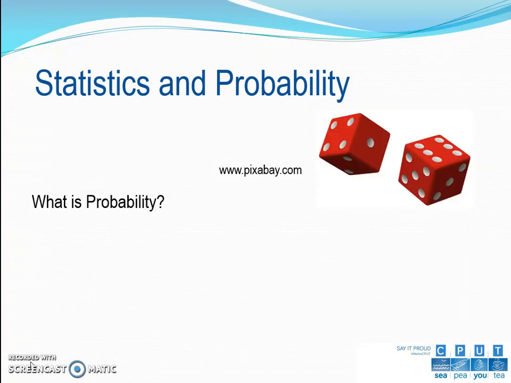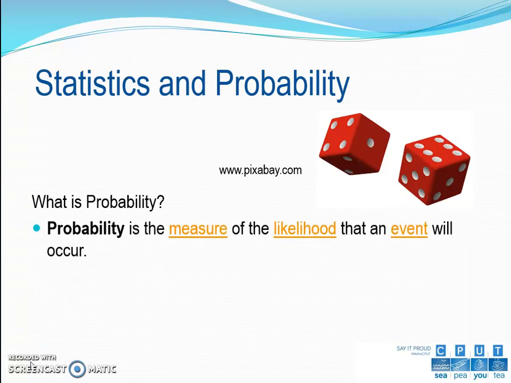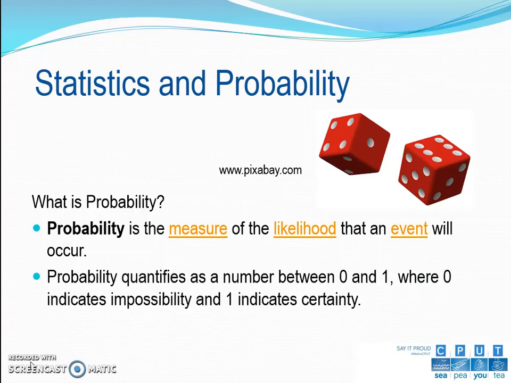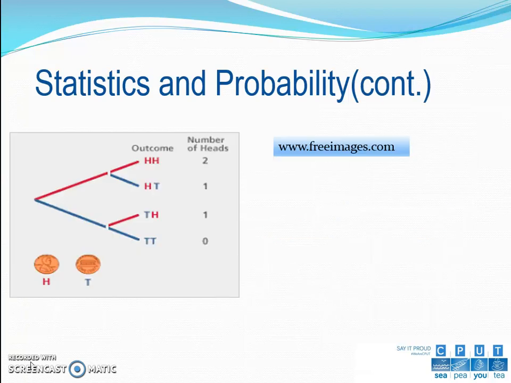Now let's answer what is probability. Probability is the measure of the likelihood that an event will occur. We'll show you what we mean by this in the following slide. Probability is quantified as a number between 0 and 1, where 0 indicates impossibility and 1 indicates certainty. Now let's show you what we mean by the probability of an outcome occurring. Here we spin a coin 2 times, and the outcomes that can occur are: you get a head and a head, you get a head and a tail, you get a tail and a head, and you can also get a tail and a tail.